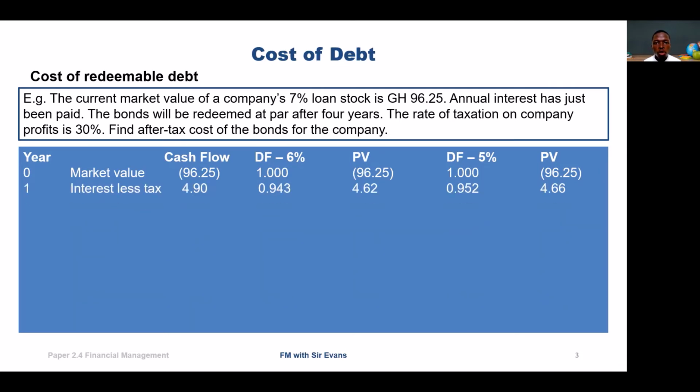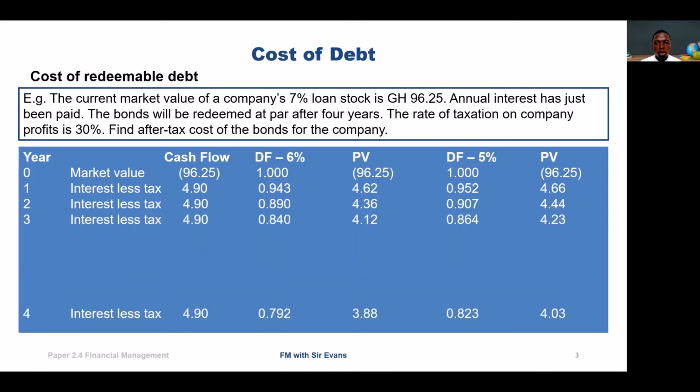So in year 0, we have 96.25 being an outflow, discounted, and then in year 1, our interest is going to be 7% of the nominal amount, being 7. But you see here, we have a tax component, and we are doing after tax. So our I will be I(1 - T). So 7, being the interest, multiplied by 70%, giving us 4.9 Ghana cedis. Okay, so our second year is still 4.9. We discount them both at the 6% and the 5%.